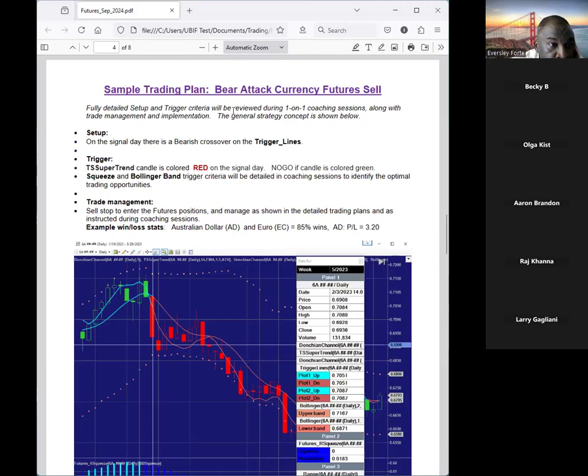All right, we're going to look at one strategy in particular, the bear attack. Before that, I want to make sure people understand profitability. So we're going to go over the profitability of these strategies as a whole, and then after that, we'll look at the strategy in particular. Now, I talked about how we overcame losses.